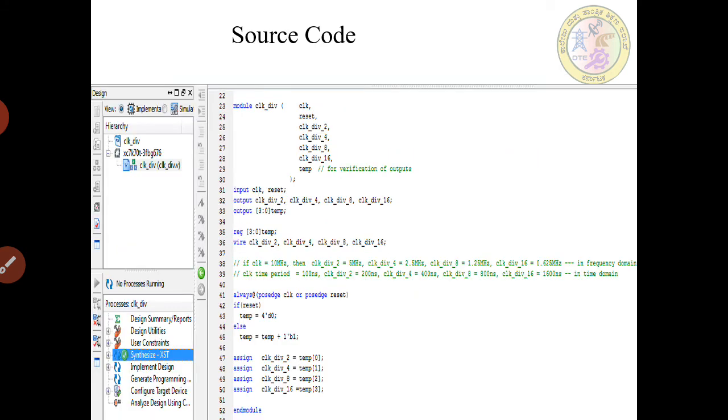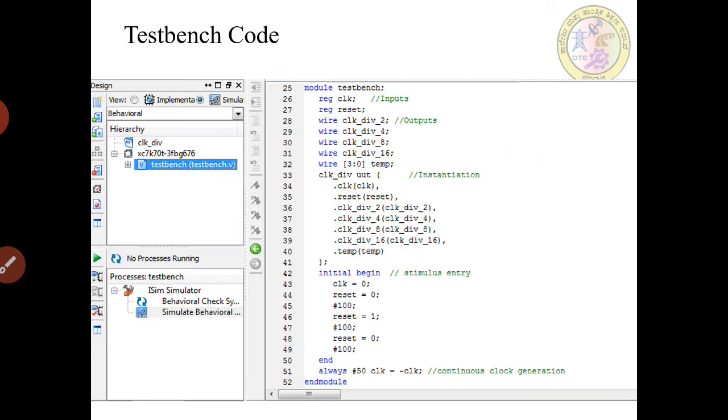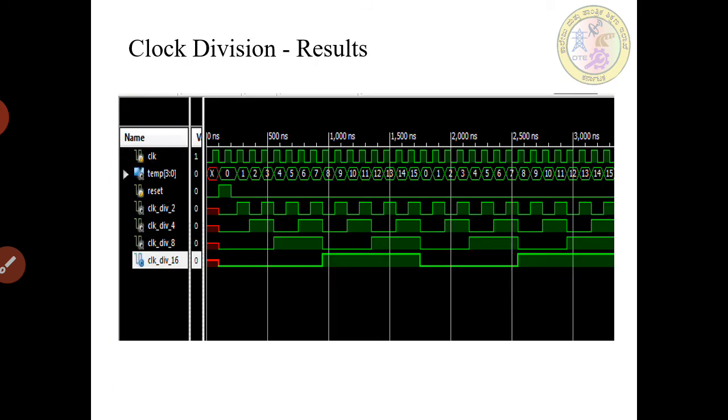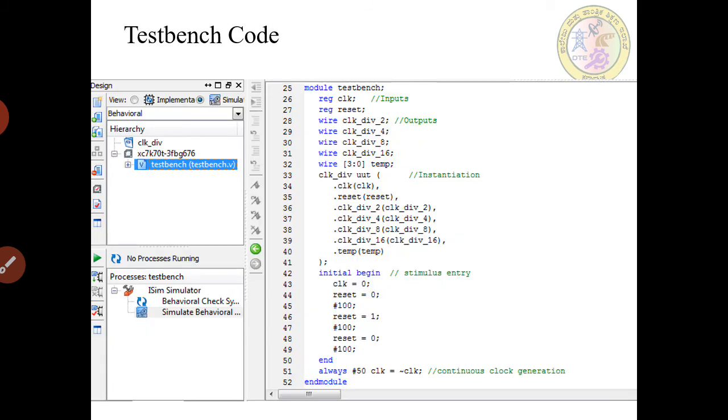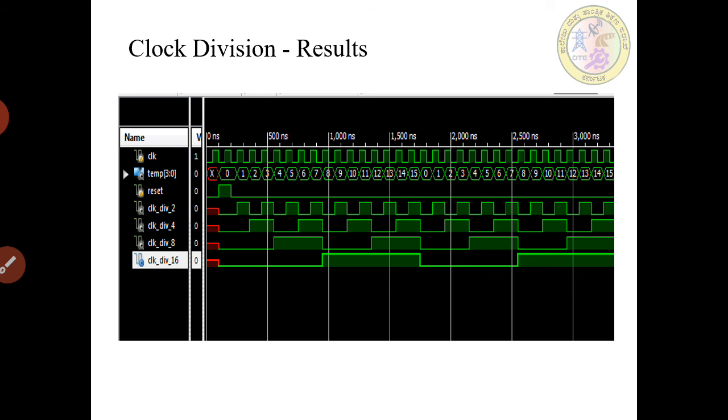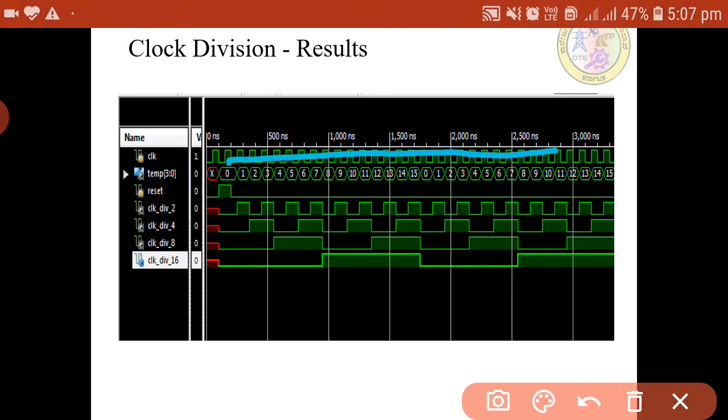Okay, so this is the source code, and this is a test bench showing how to give the reset and clock, how to generate the continuous clock. So this is the method, always hash 50 not clock. So this will generate a continuous clock. Okay, so we can see here the clock is generated continuously, not like the forced clock here.